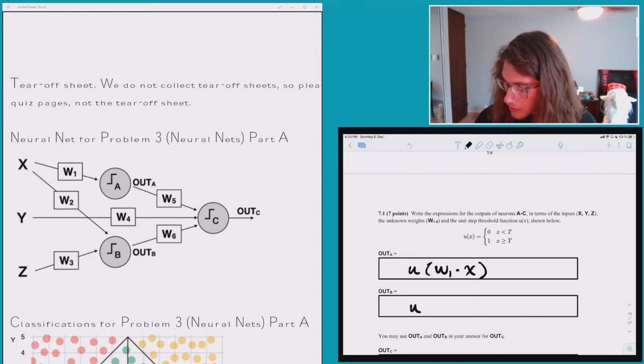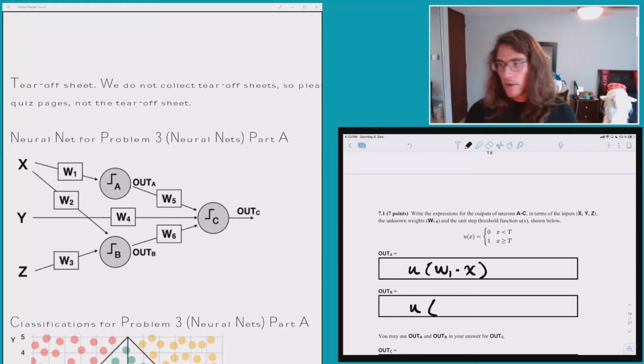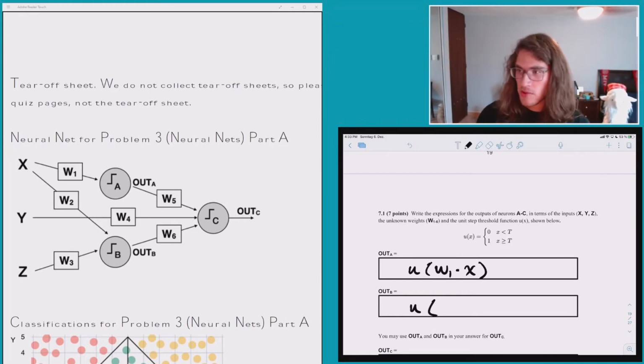And the output of B is the threshold function applied this time to weight 2 times input X, sorry, and weight 3 multiplied by input Z.